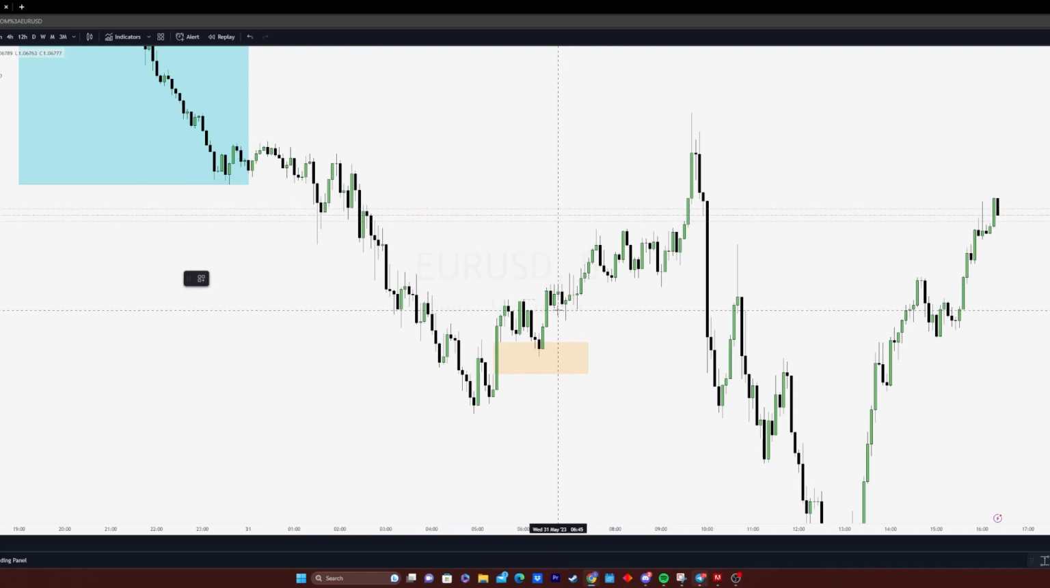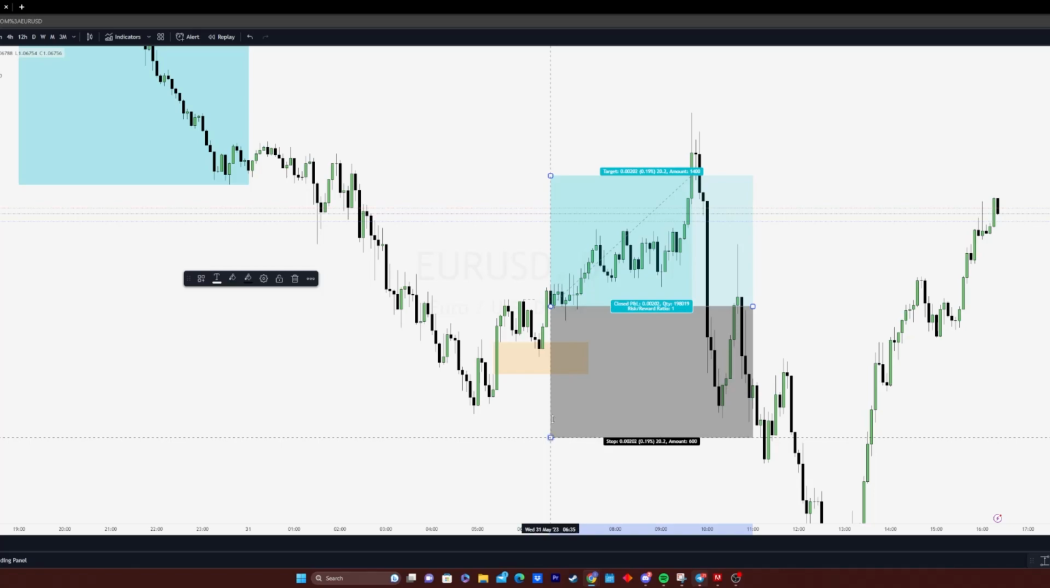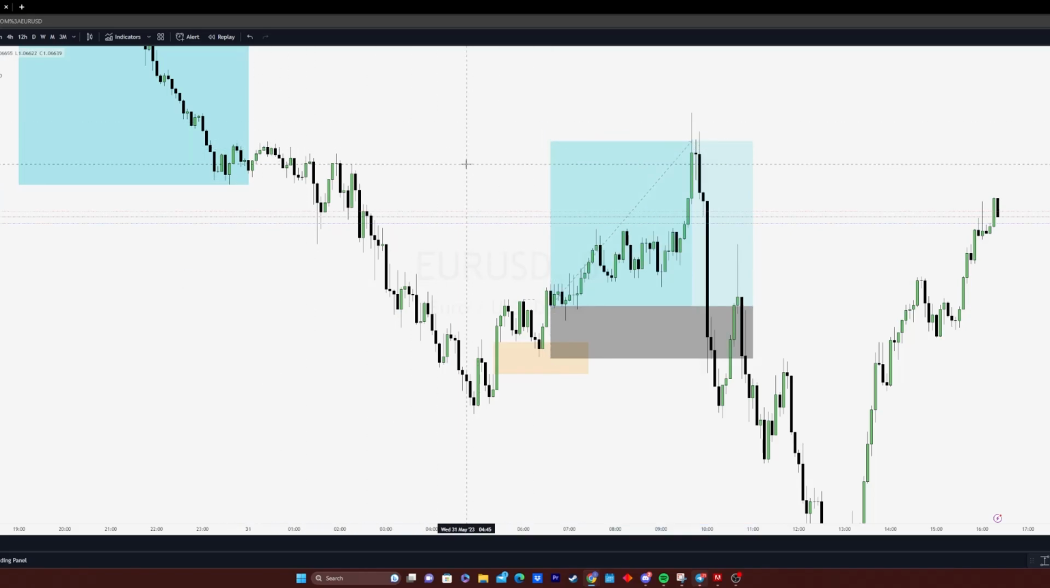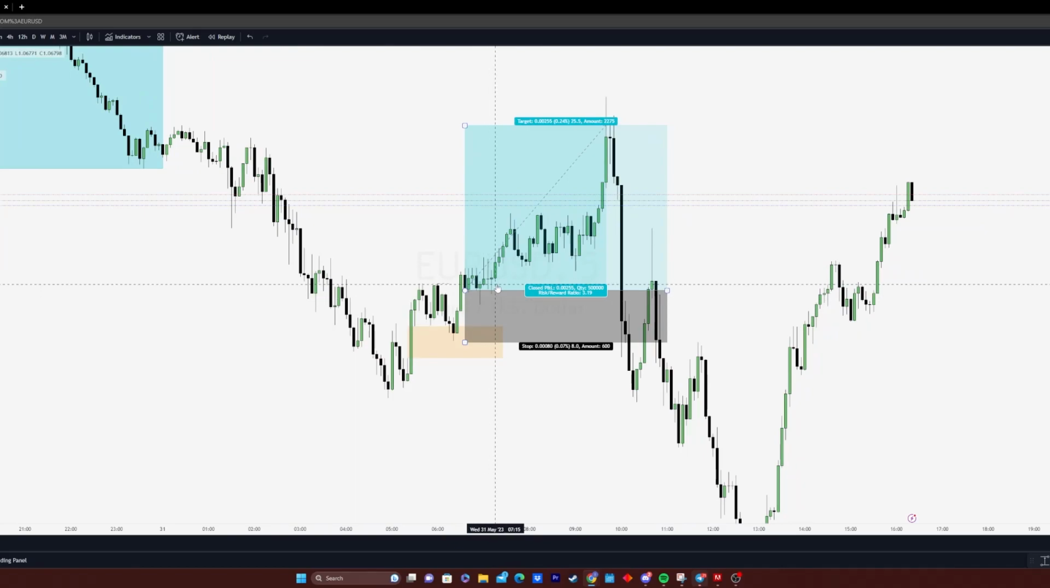And you would enter it just like this. I always like to go to the beginning bit of the fair value gap just so I most certainly get in. Target is the top of the origin. Relative equal highs, they are equal highs. And as you can see, price did exactly that. And that would have been over a 3-to-1 trade. What a fantastic trade.